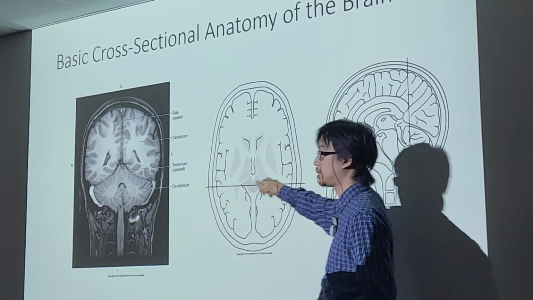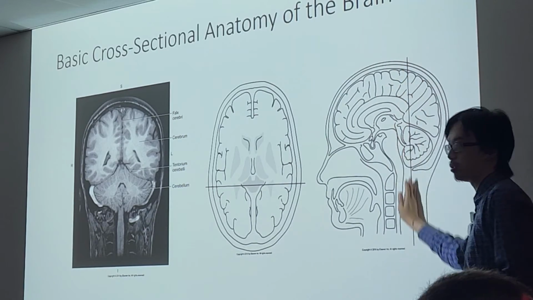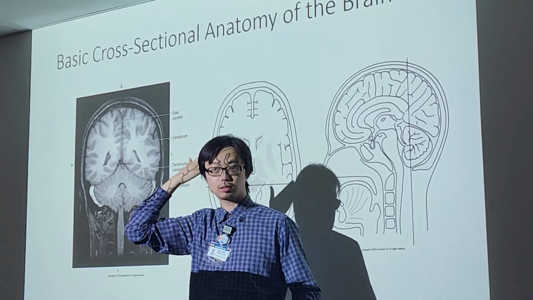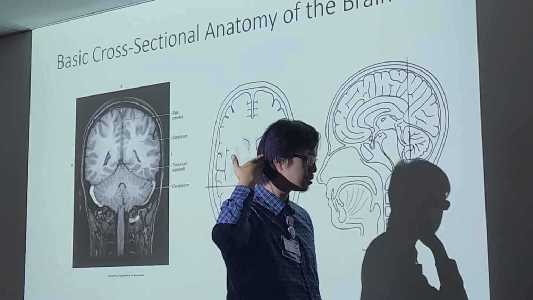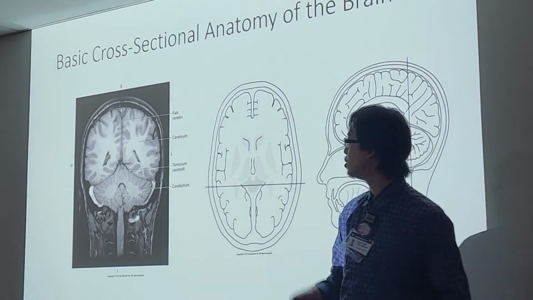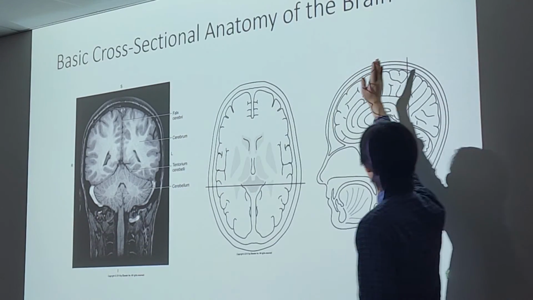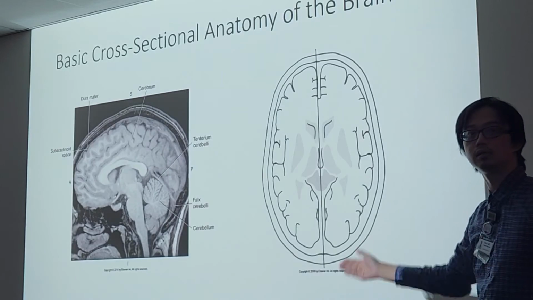Okay, here, now we're cutting across here. We're cutting here along the back. So we're cutting like this. So what is this? This is coronal. Coronal, very good. So this is what a coronal slice would look like for this part of the brain.